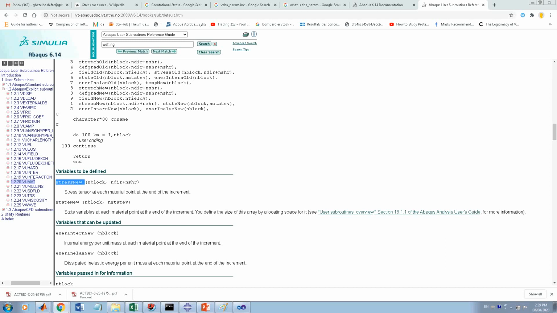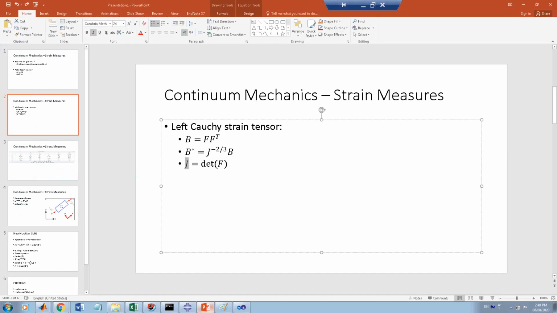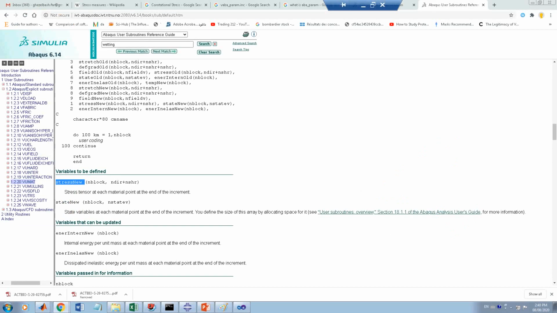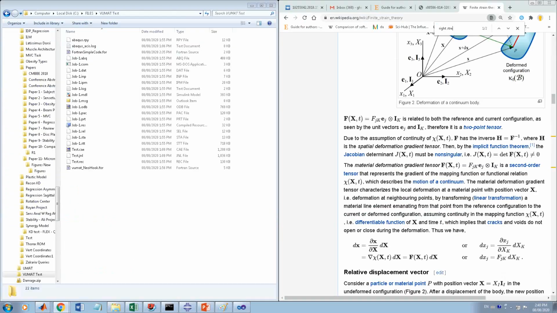You have to define the stress, but remember that the stress measure in VUMAT is co-rotational stress. So if I go back here, you have to define co-rotational stress. Whatever you calculate based on your constitutive model, you have to transform it to co-rotational stress.